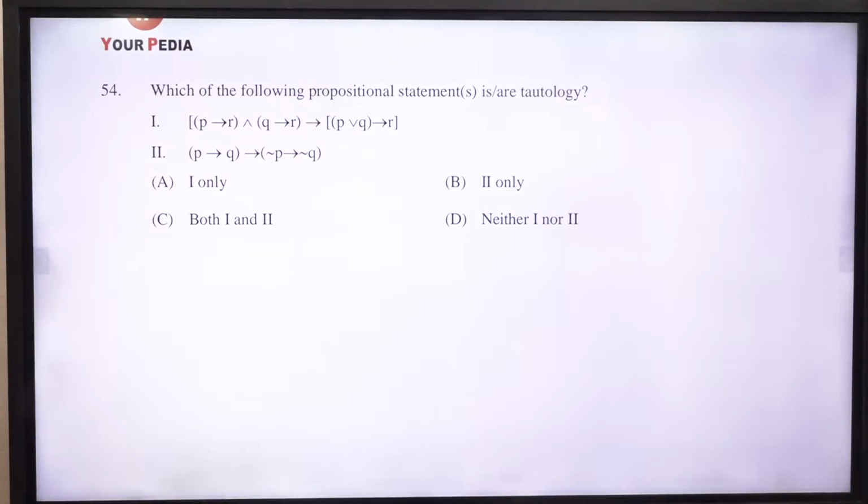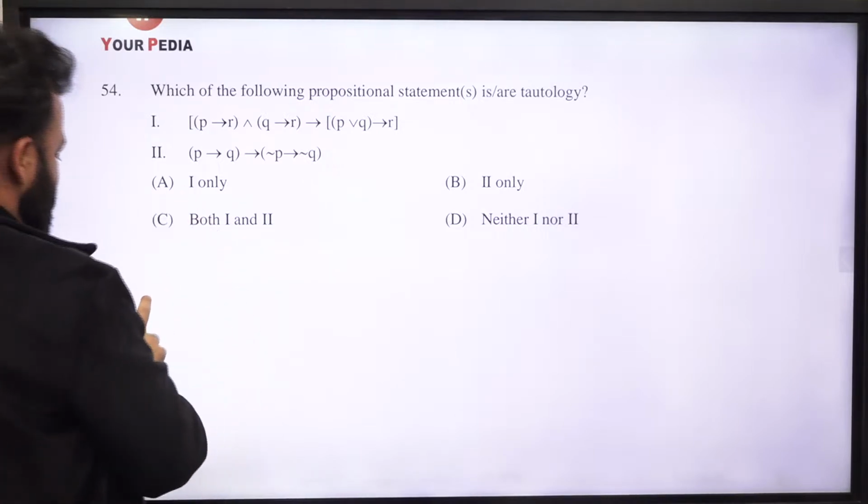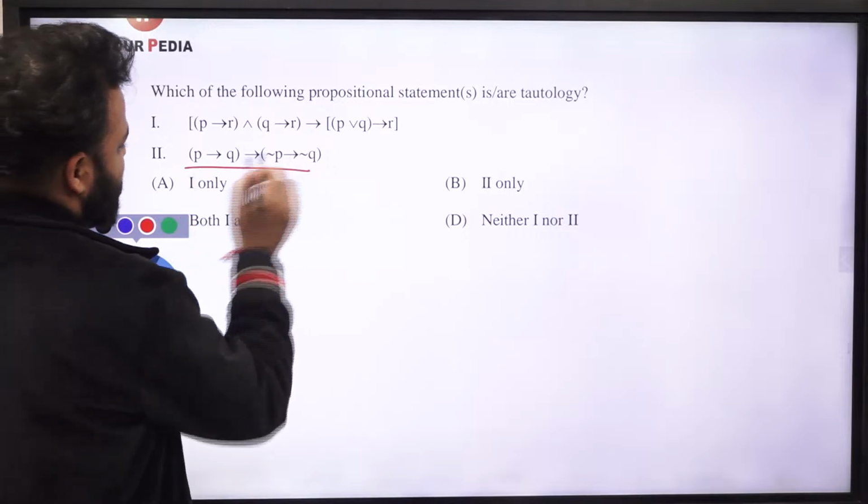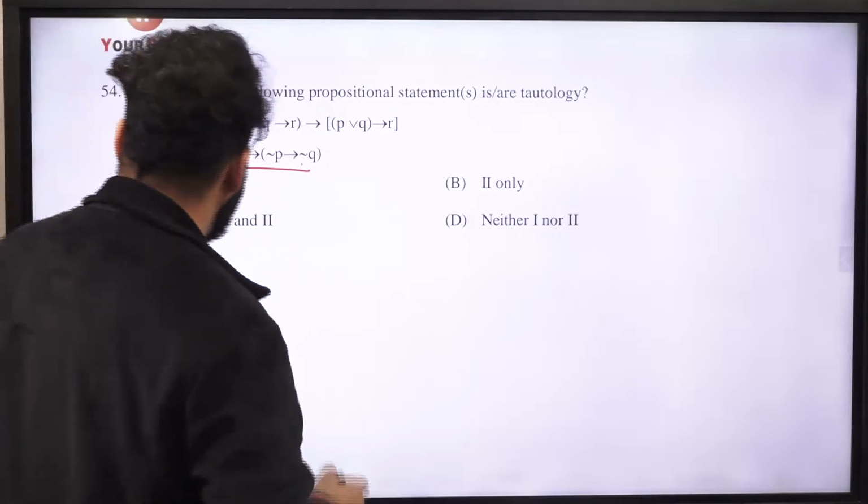What is the right answer? Which of the following is the tautology? Okay. So in this, let's see this is the second one. Let's see this one. This is much easier.